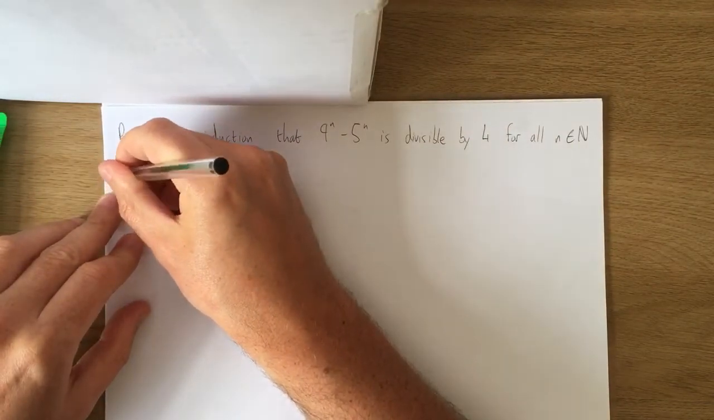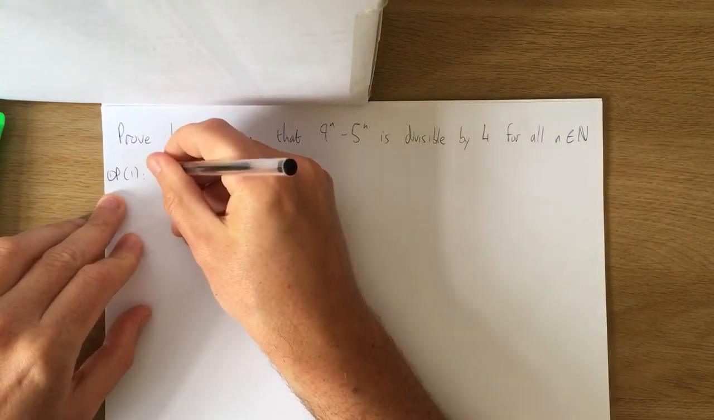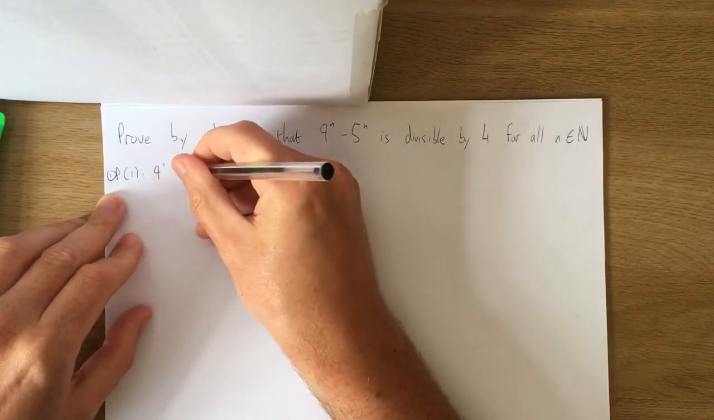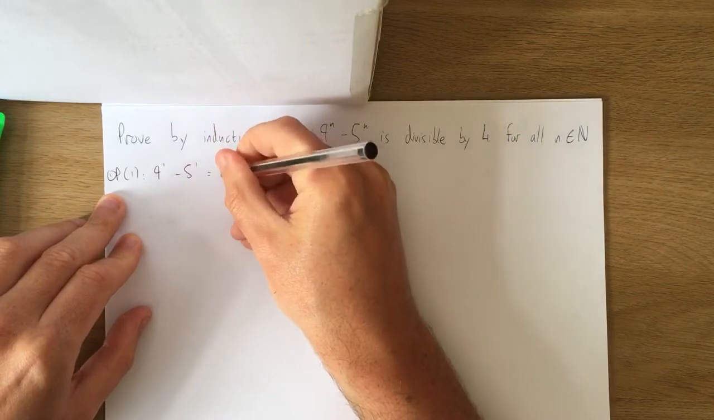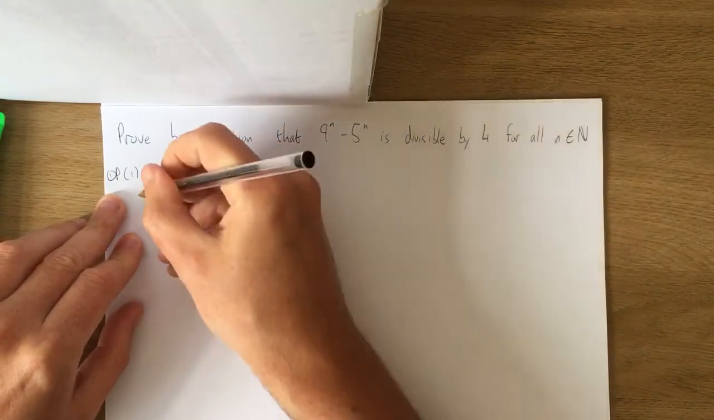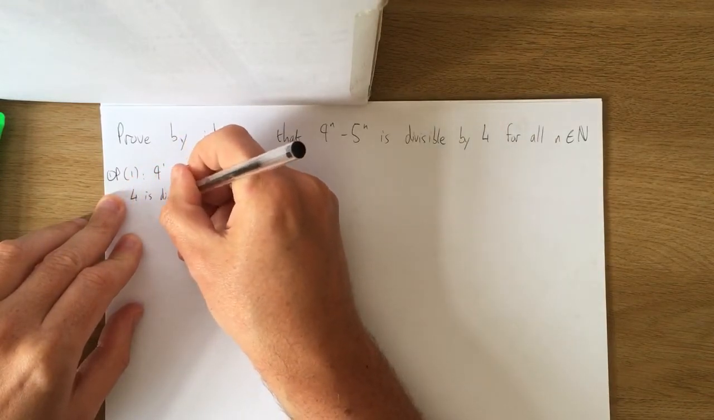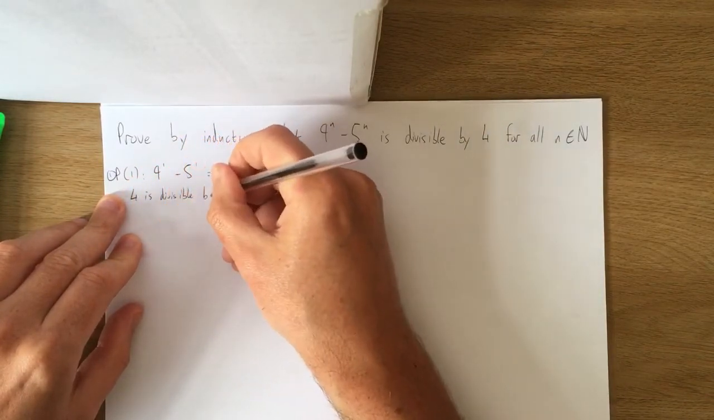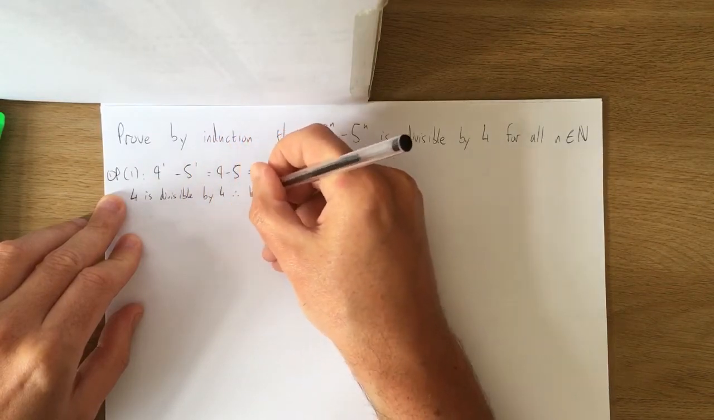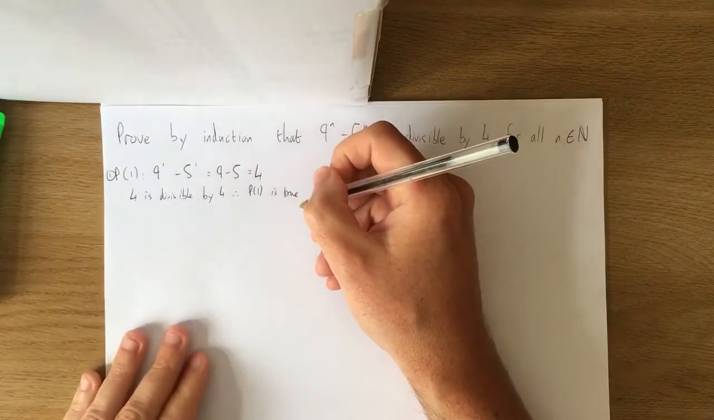So step 1 is to do P(1), so sub 1 in for n. 9 to the 1 minus 5 to the 1 is 9 minus 5, which is 4. Okay, 4 is divisible by 4. Therefore, P(1) is true. So we're showing P(1) is true.